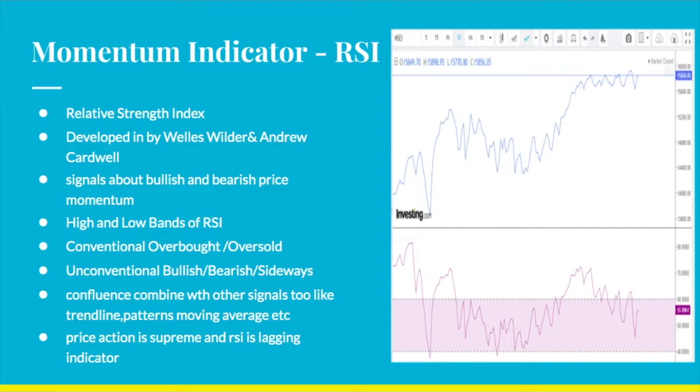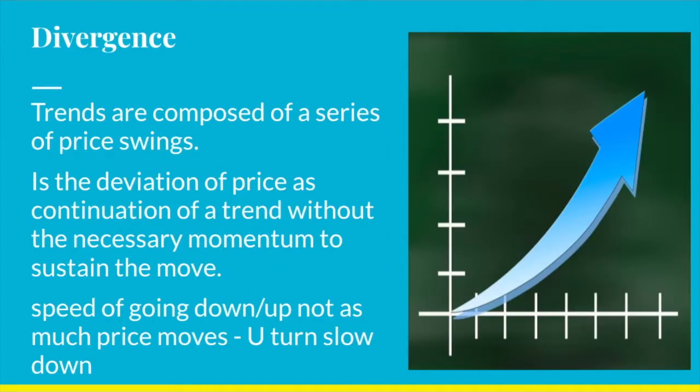Right, so RSI is an indicator for momentum. Let's see what else. What is divergence? So this session is all about divergence in the momentum, right? How we can make use of that and then trade.